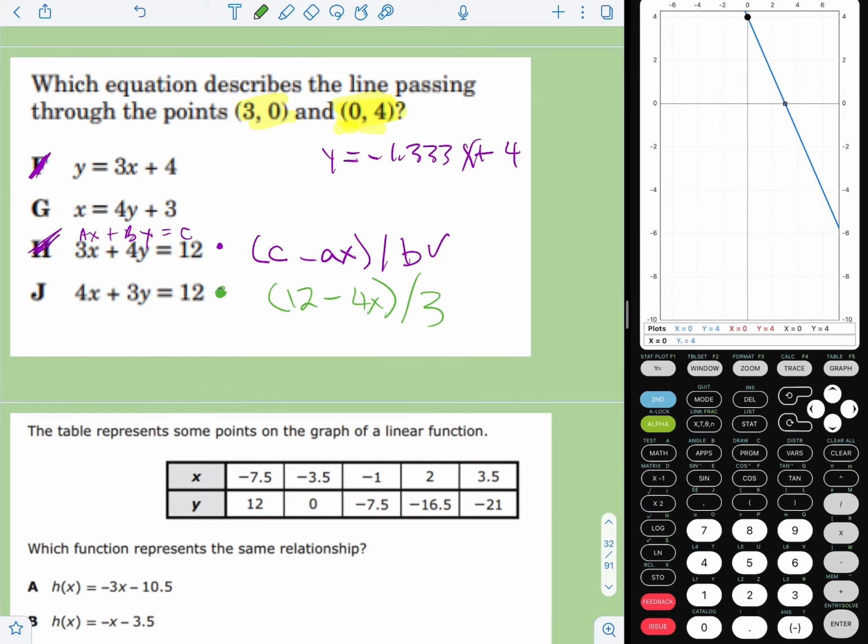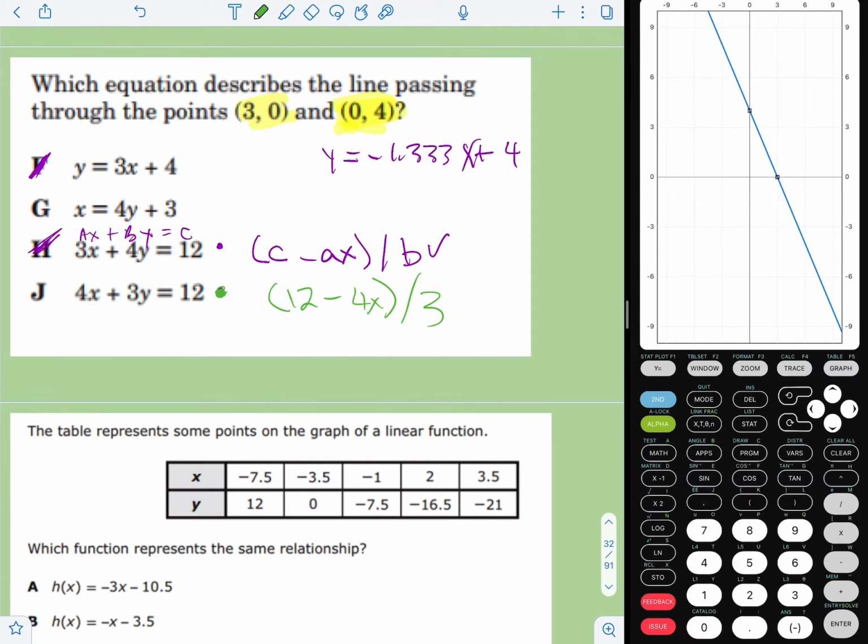All right, if we press trace, notice how we're starting. Let's press that again. Trace. All right, great. Notice how we're starting. It says x is 0.02 and y is 3.973. We can confirm that by pressing 0, enter, and it's going to tell you for 0, y is 4.